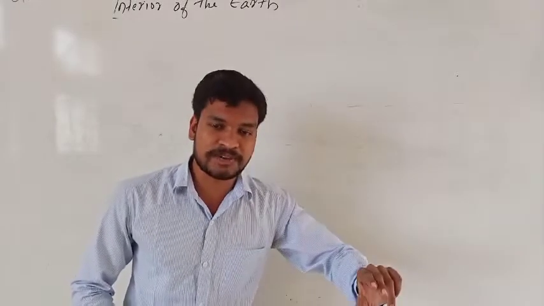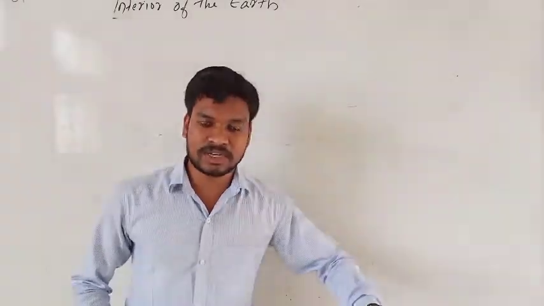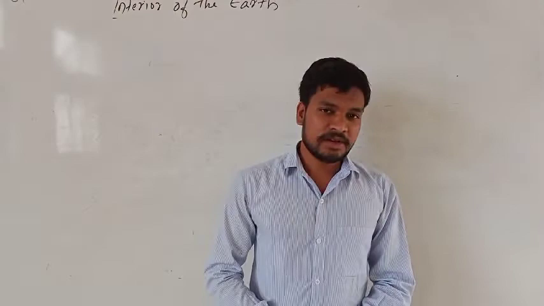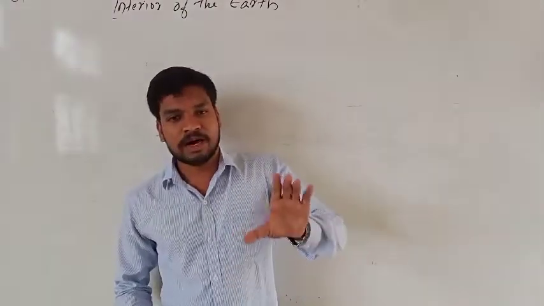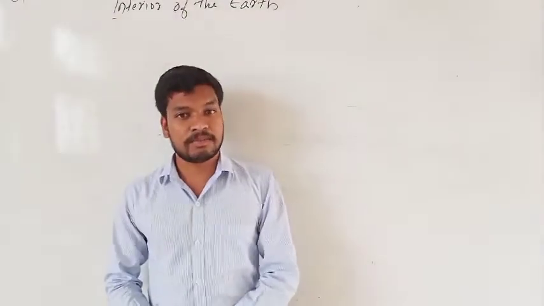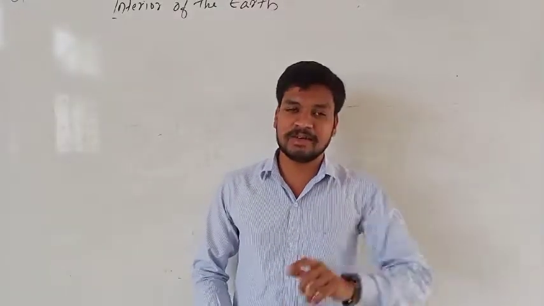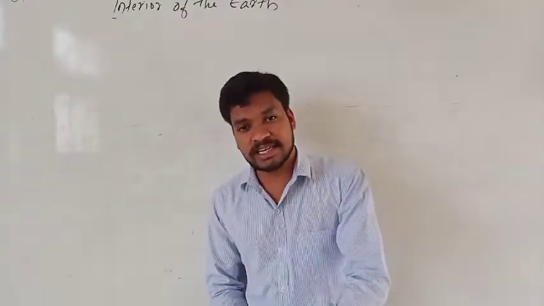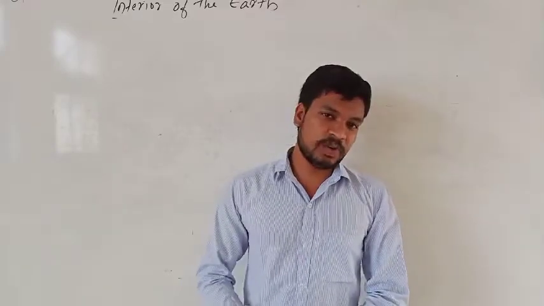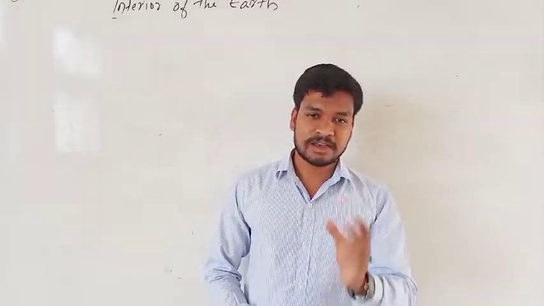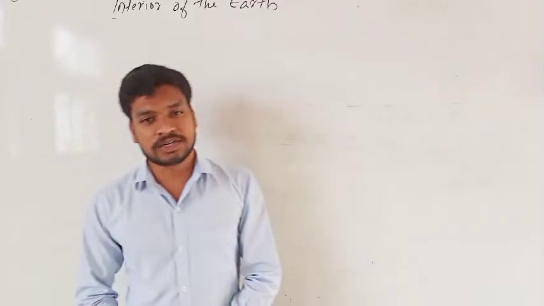Below the lithosphere we have another layer. What is that? Asthenosphere. Below that we have the upper mantle and the lower mantle. Mantle is divided further into two divisions, upper mantle and lower mantle. Then the innermost layer is the core. Core is further divided into two divisions. What are these? Inner core and outer core.